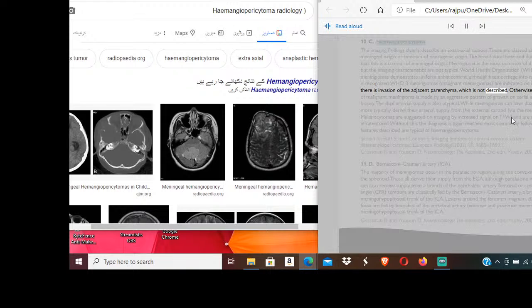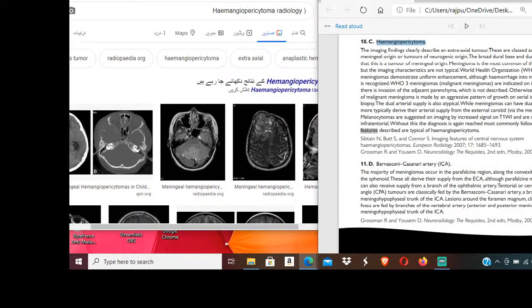Parenchymal invasion is not described here. Otherwise, the diagnosis of malignant meningioma is made by an aggressive pattern of growth on serial imaging and biopsy. The dual arterial supply is also atypical. While meningiomas can have dual supply, they more typically derive their arterial supply from the external carotid via the middle meningeal artery. Melanocytomas are suggested on imaging by increased signal on T1WI and are more commonly infratentorial. Without this, the diagnosis is again reached most commonly following biopsy.